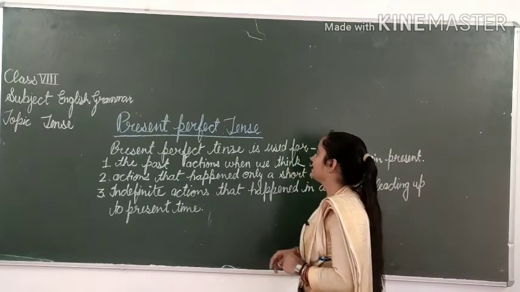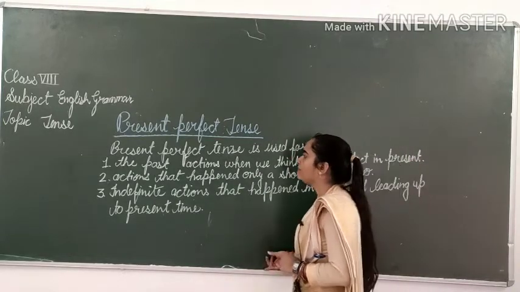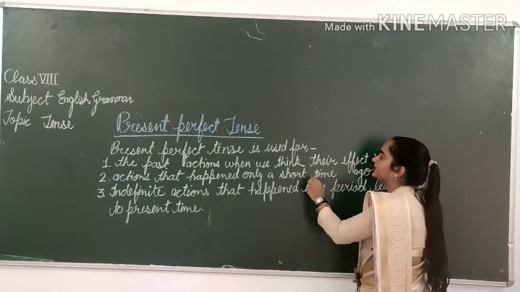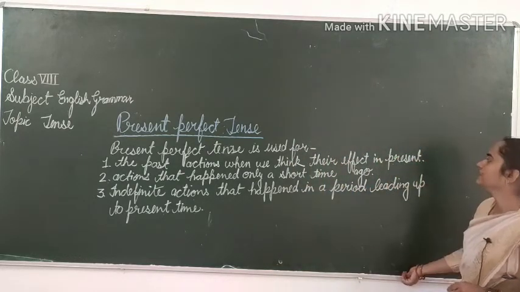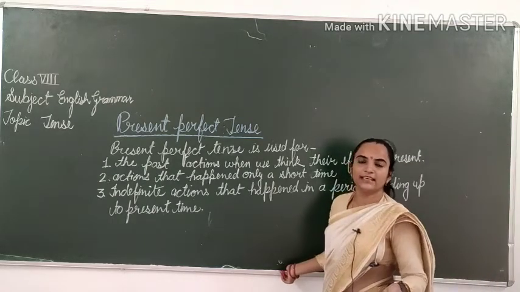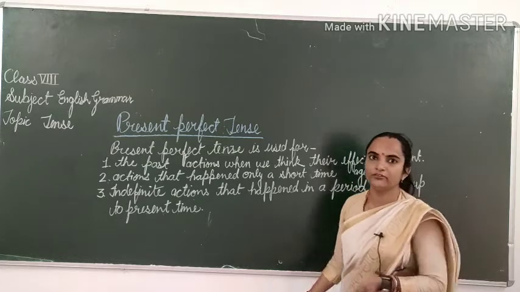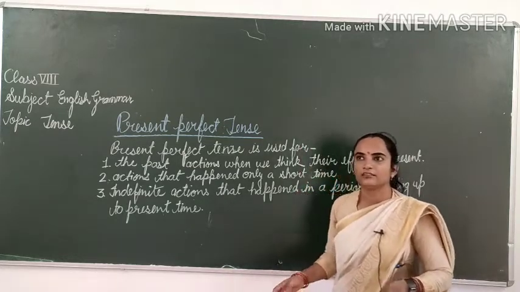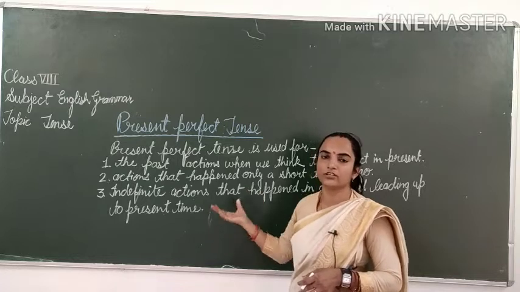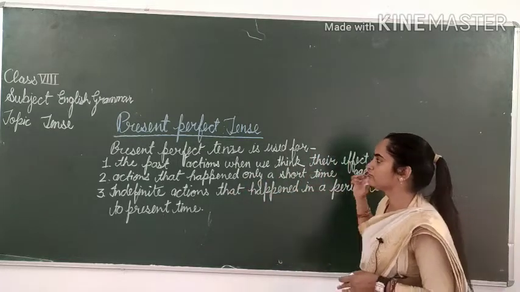Present perfect tense is used for the past action. It is used for the past action when we think about their effect in present time. Suppose the example is somebody has broken the window, means the action had happened. जो एक्शन है वो हो चुका है, उसके बाद हम उसके इफेक्ट के बारे में सोच रहे हैं.